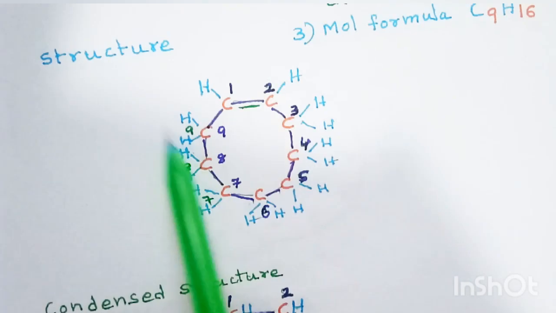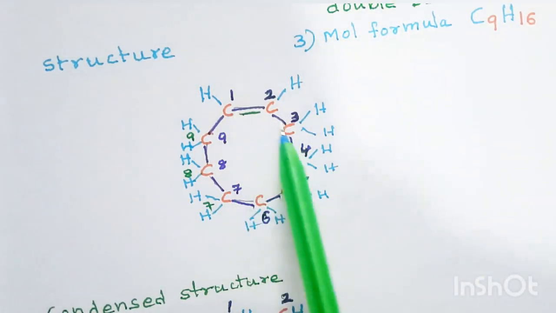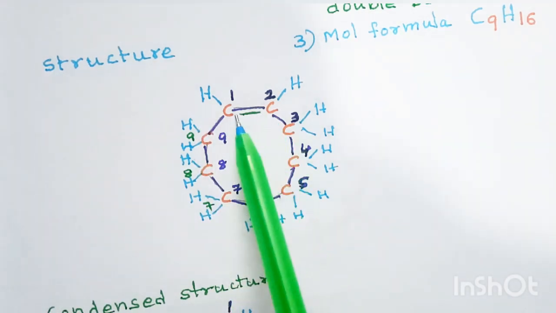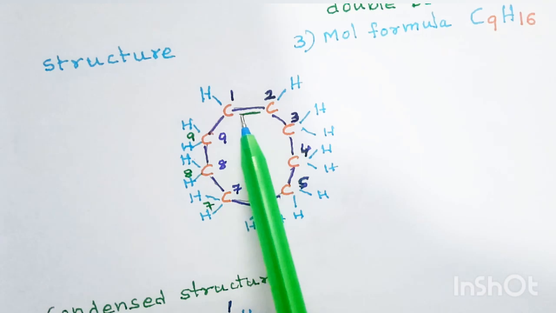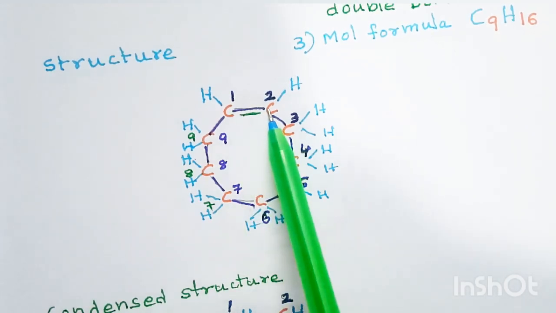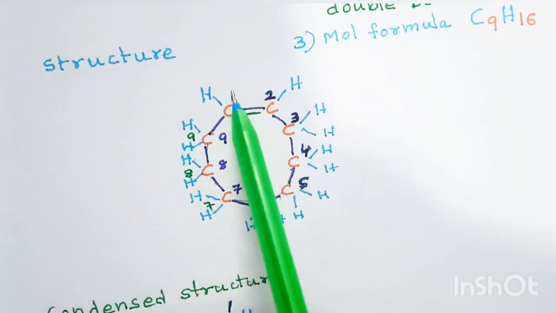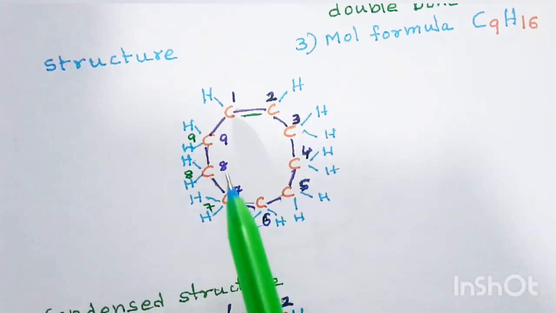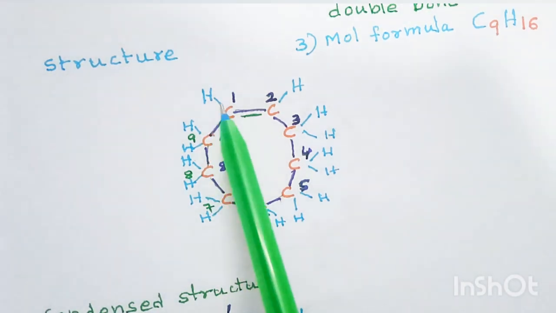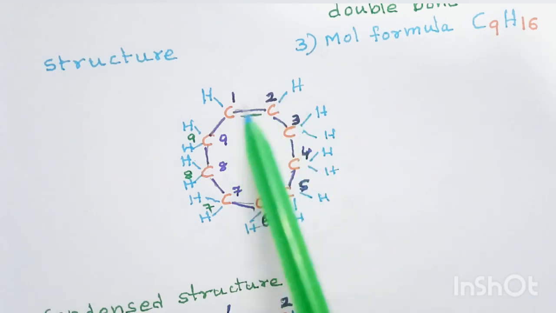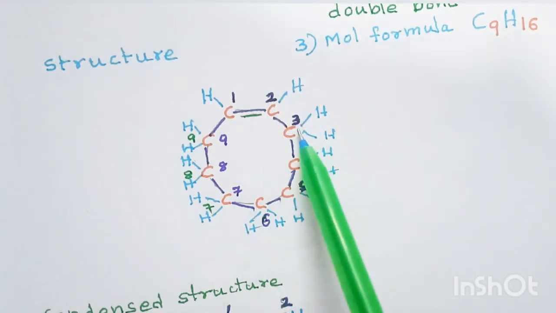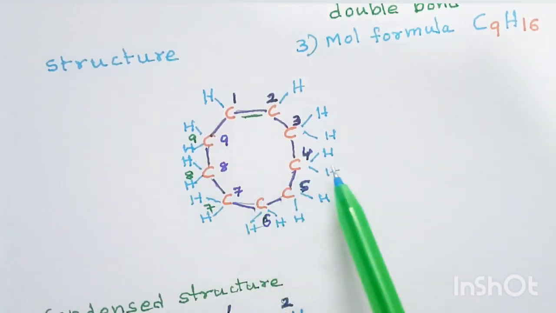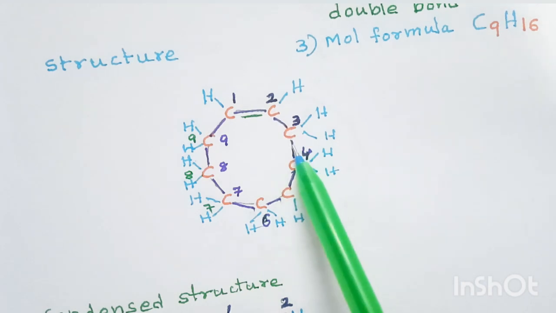The structure. We draw a ring-like structure with 9 corners. Then we draw a double bond between 2 carbon atoms and name them 1 and 2. 1 and 2 will need one single bond each. So we attached one hydrogen atom to 1 and 2 carbons. Third, fourth, fifth, sixth, seventh, eighth, ninth carbon atoms are having 2 single bonds each.